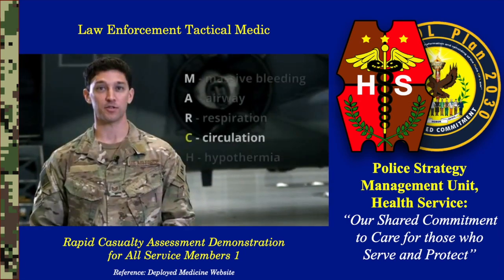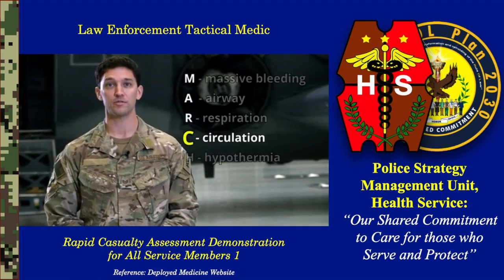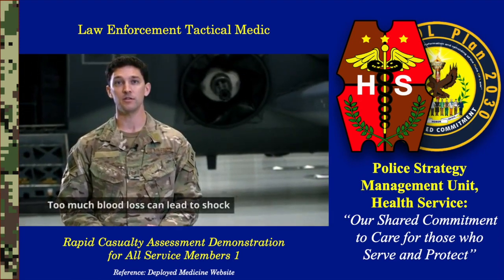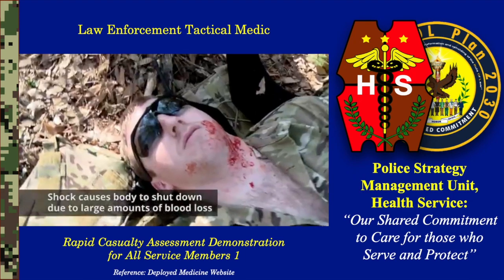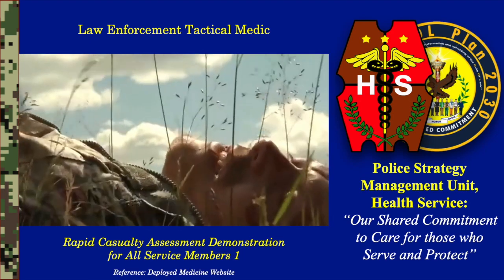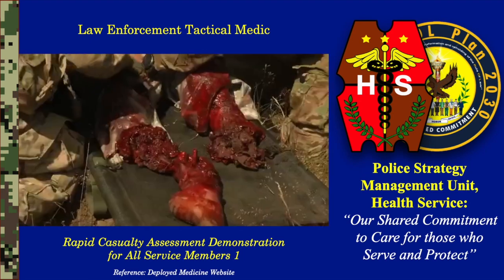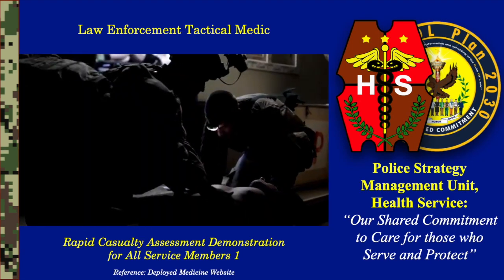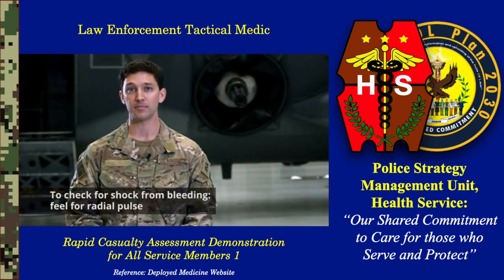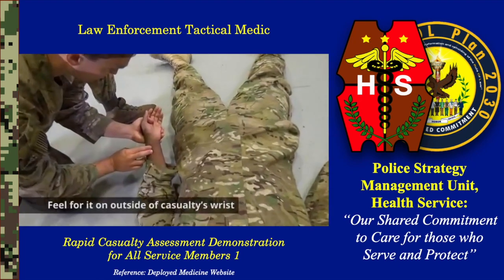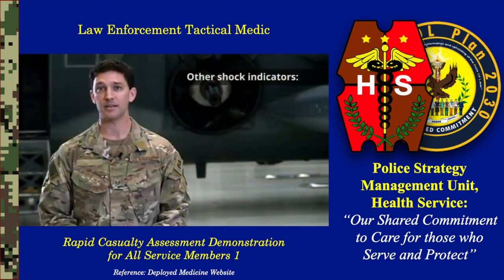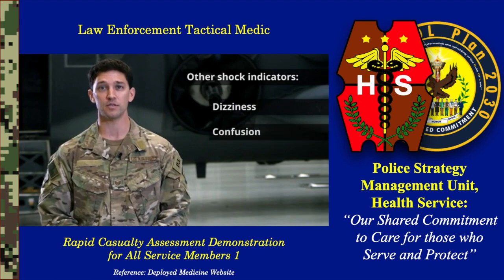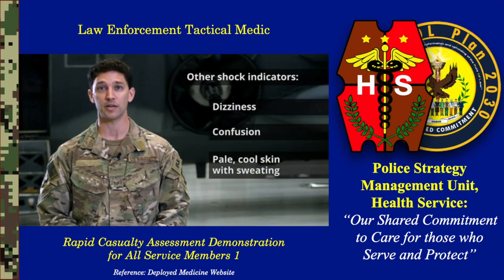Now it's time to assess for circulation, or the C in MARCH. When you lose too much blood, you can develop a condition called shock. Shock causes the body to shut down due to large amounts of blood loss. Shock can be caused by gunshot wounds, amputations, or other severe injuries. To check for shock caused by bleeding, look for a weak or absent radial pulse, which you can feel for on the outside of the casualty's wrist, about an inch below the thumb pad. Other things that might indicate shock are dizziness, confusion, or pale, cool skin with sweating.